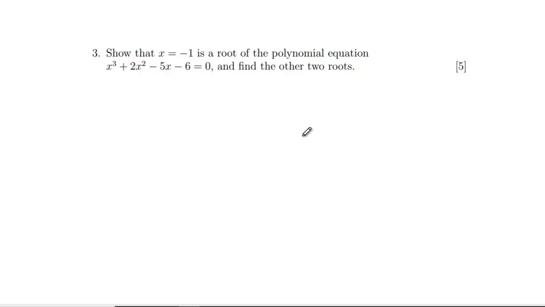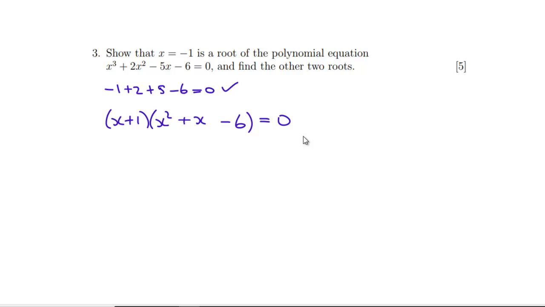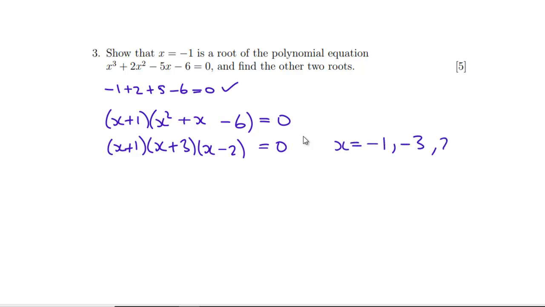Question 3, show that x equals minus 1 is a root for this. So if we put minus 1 into it, then we're going to get 0, hopefully. So we've got minus 1 plus 2 plus 5 minus 6 equals 0. So that's good. So we're going to have x plus 1 then is going to be one of our factors. So we're going to have an x squared to get an x cubed. We're going to have a minus 6 in order to get a minus 6. And then we've got 1x squared. So we're going to have a x in the middle for 2x squared. So that's all good. Factorize that again. x plus 3, x minus 2 equals 0. So we've got x equals minus 1, minus 3 or 2. 5 marks for that one. I mean, they're throwing out marks like confetti at the moment.